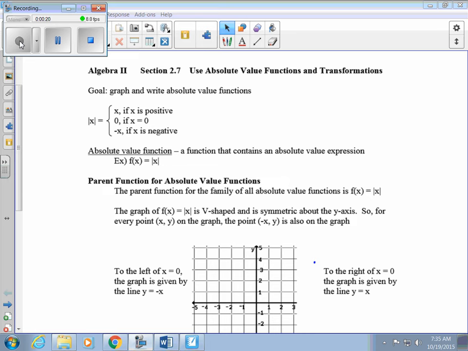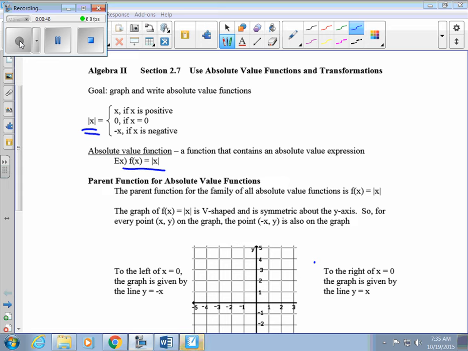So when we talk about this symbol right here, that means the absolute value of x. So if x is positive, it's x; it's 0 if x is 0, and it's negative x if x is negative. So when we get to it, just remember the absolute value of x is always going to equal a positive number. So when we put in a number and we take the absolute value of it, it will become positive.